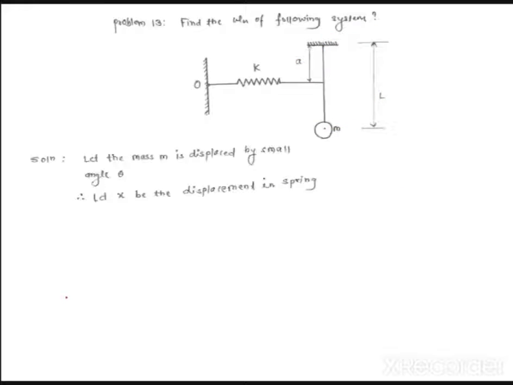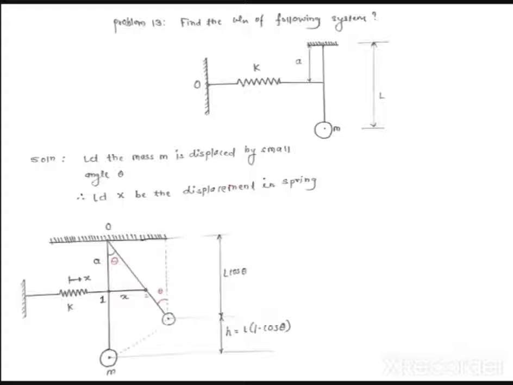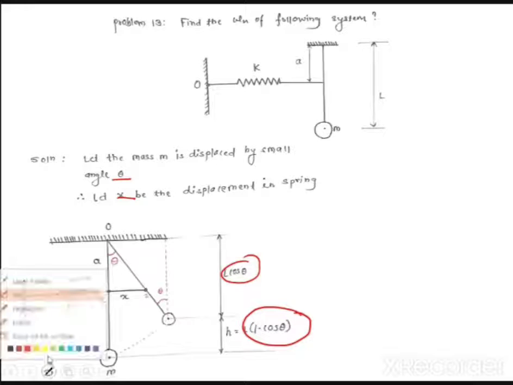Okay, so let's start. Let the mass m be displaced by a small angle theta, and let x be the displacement in the spring. So you are getting this figure, which I have already explained and have redrawn over here. You can see that x is the displacement of the spring and theta is the angular displacement of the mass. This is L cos theta, so h is equal to L into 1 minus cos theta. This you always have to remember.